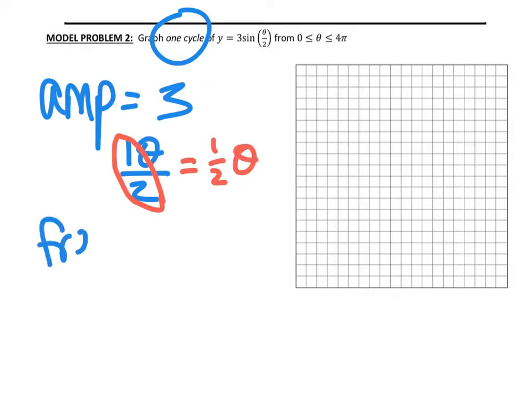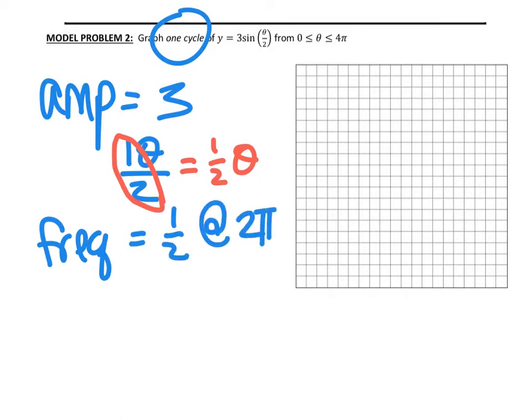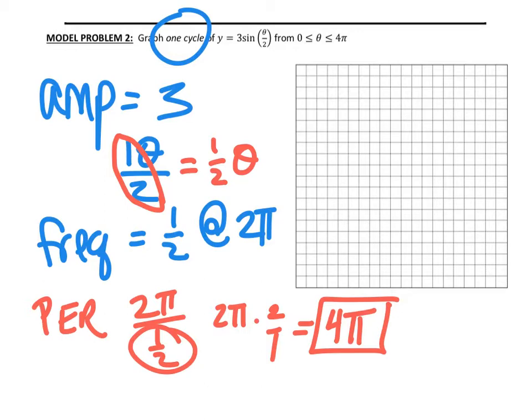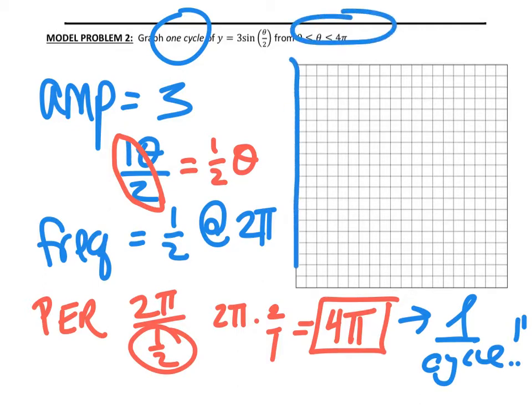Therefore, your frequency is 1/2, and remember that's how many you should see at 2 pi. Now let's get the most important one, the period. The period is 2 pi divided by the frequency. Okay, so a little algebra review. Keep, change division to multiplication, flip this fraction. My period is 4 pi. So you should not see the entire graph until you get to 4 pi. This is one cycle. One cycle should happen at 4 pi. All right, now let's look at what we're graphing from, 0 to 4 pi. So let's get our axes on here.